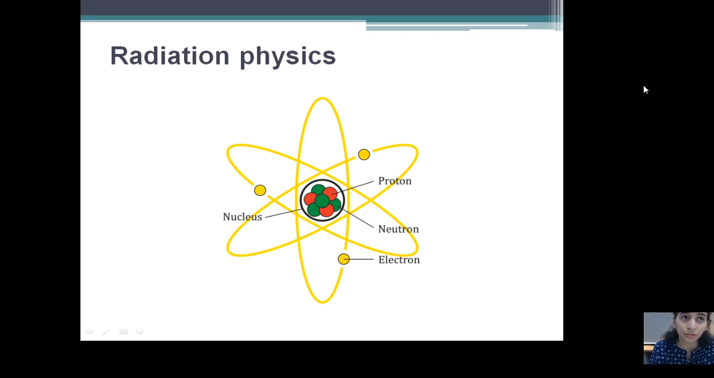If there is any release of electrons, protons, or neutrons, then the atom is called unstable, and it is the unstable atom that is actually used in radiation therapy. Okay, so that is it.